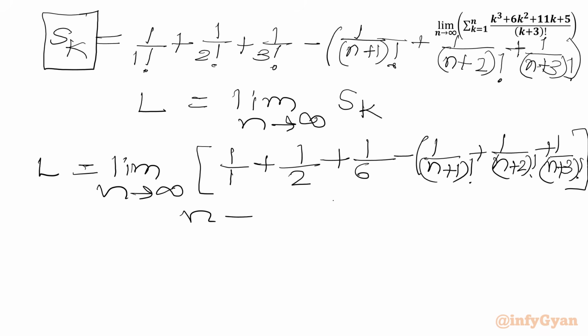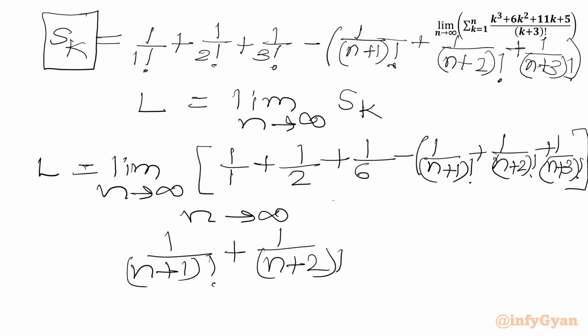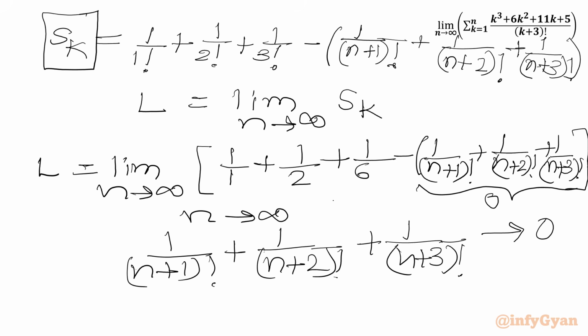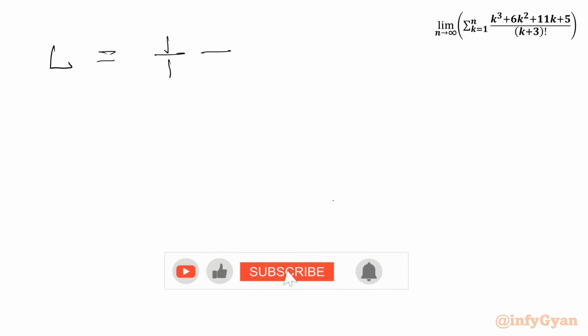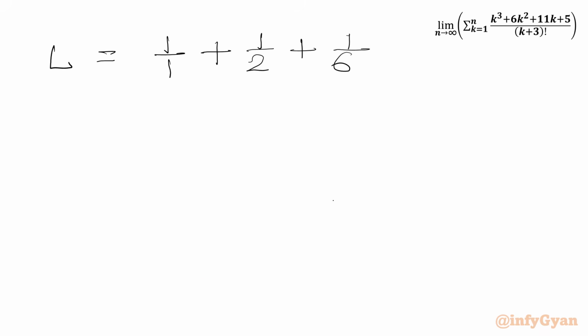As n tends to infinity, 1 over n plus 1 factorial plus 1 over n plus 2 factorial plus 1 over n plus 3 factorial will tend to 0. So in this place we can write 0. So L will be equal to 1 over 1 plus 1 over 2 plus 1 over 6.